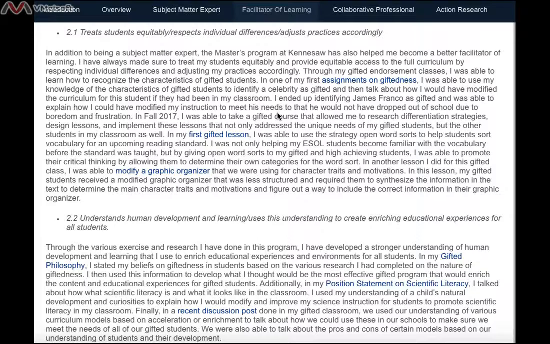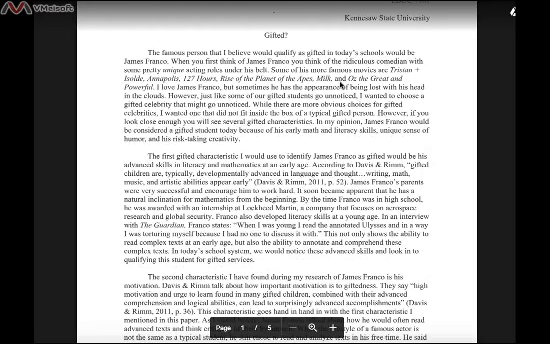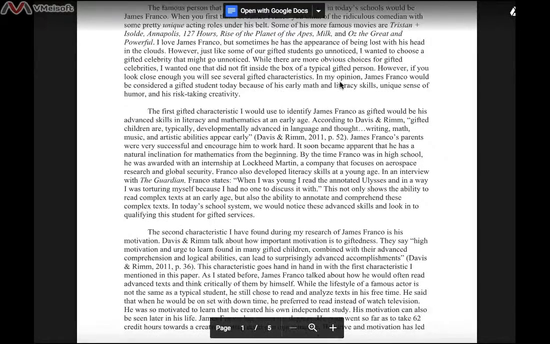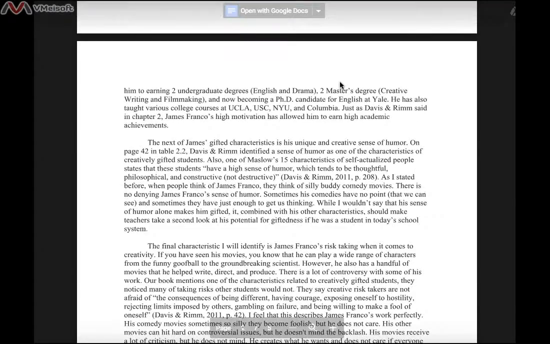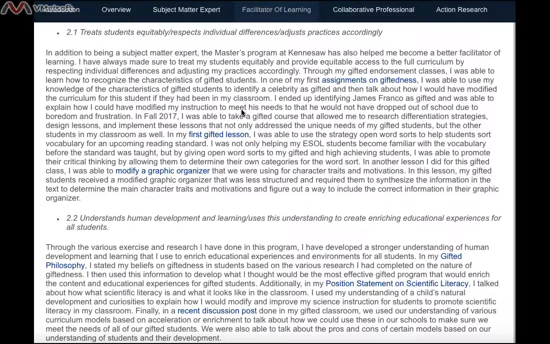2.1 is treat students equitably and respect individual differences and adjust practices accordingly. In my first lesson, my gifted assignment, I researched a celebrity and talked about how I knew they would be a gifted student because of their various characteristics, and how I would adjust instruction accordingly to help them not drop out of school.